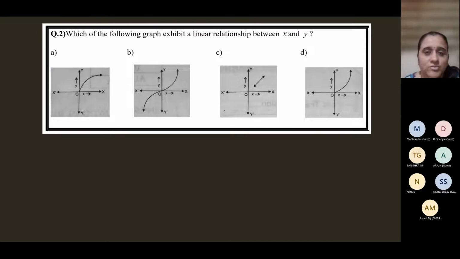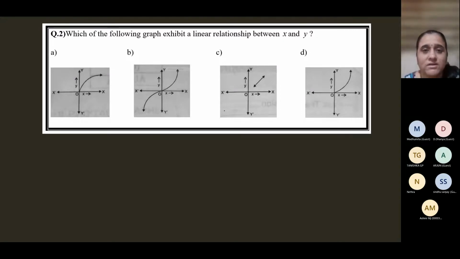Which is the correct option for the second one? C, ma'am. C, again from Madhumita, is it? Danya, ma'am. Okay, Danya. C, why C, Danya? Ma'am, because a linear equation always lies in a straight line. Yeah, because when it is linear, the graphical representation is always a straight line. It's not a curve.